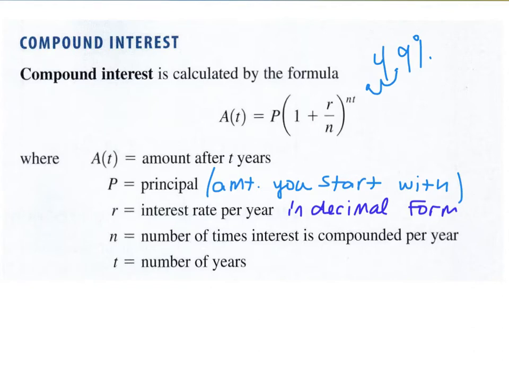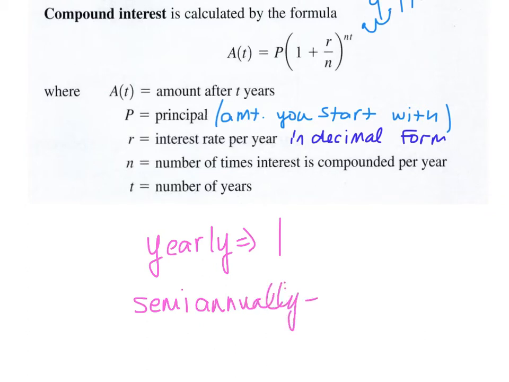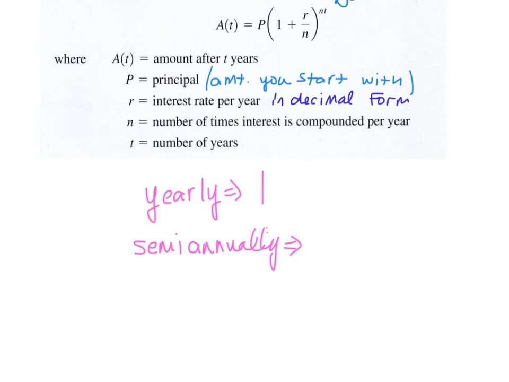N is the number of times the interest is compounded per year. You guys are going to get to know some words. All right, so let's go over some words. If I say yearly, how many times does something happen if it happens yearly? Once. If I say semi-annually, I think I spelled that wrong. Semicircle. Semifinals. How many times does that happen semi-annually? How many times a year? Two times a year. Good.